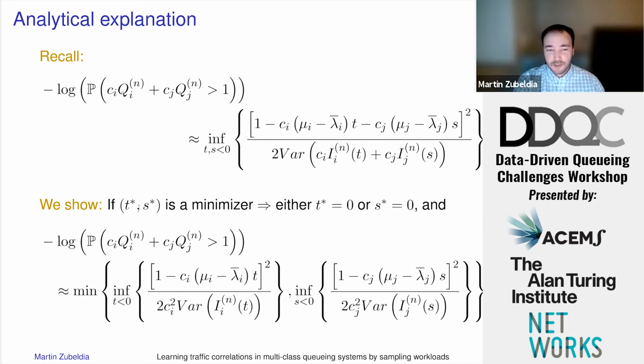So the key, of course, is to prove this claim about the minimizers, that one of them is 0. But afterwards, it's clear that the right-hand side does not have the covariance. So there's no way you're going to be able to invert this.